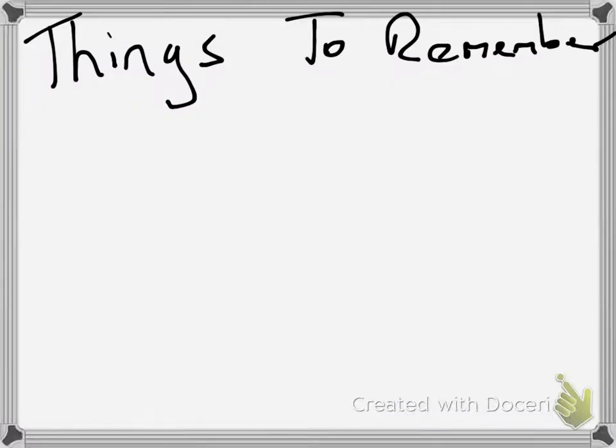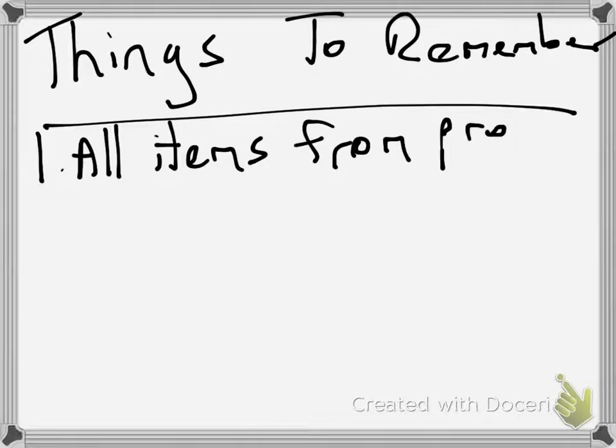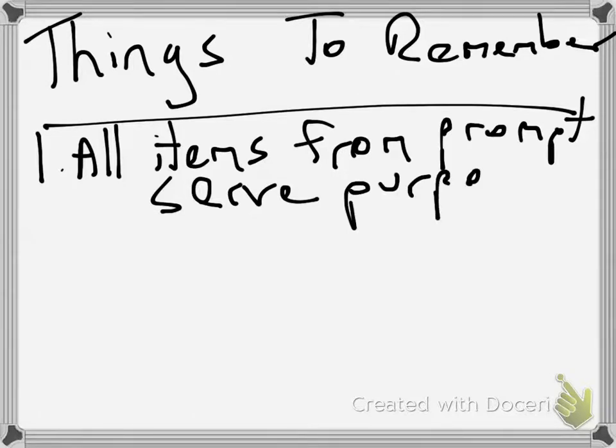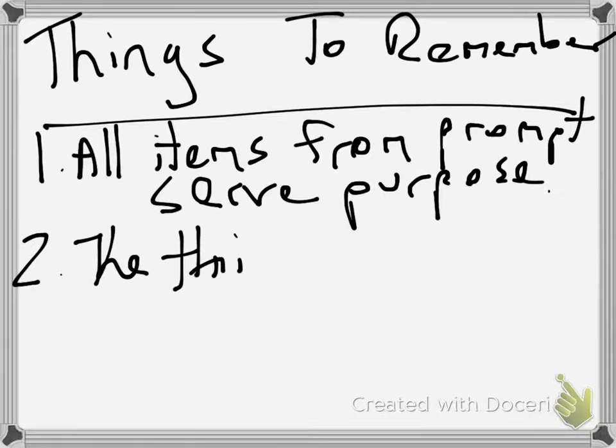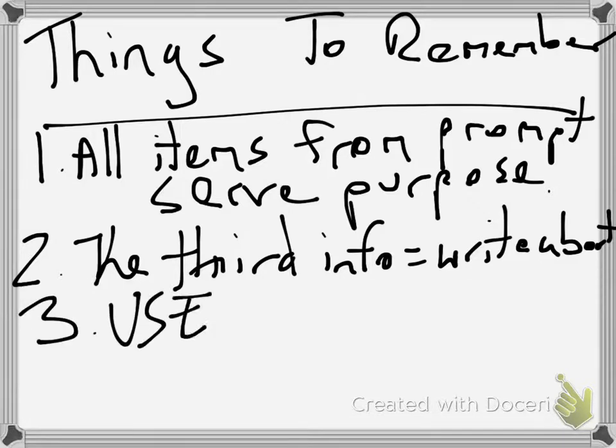All right, so some things to remember. Number one, all items from the prompt serve a purpose. From the information in the box, which means that is information you can use in your own writing, to the think aloud, which helps you plan your writing, to the actual prompt itself. Number two, the third piece of info is the actual prompt, what you need to actually write about. Number three, use that checklist.